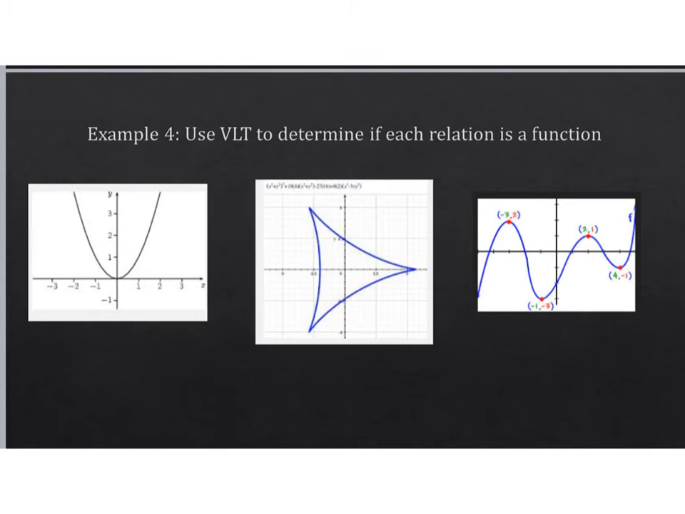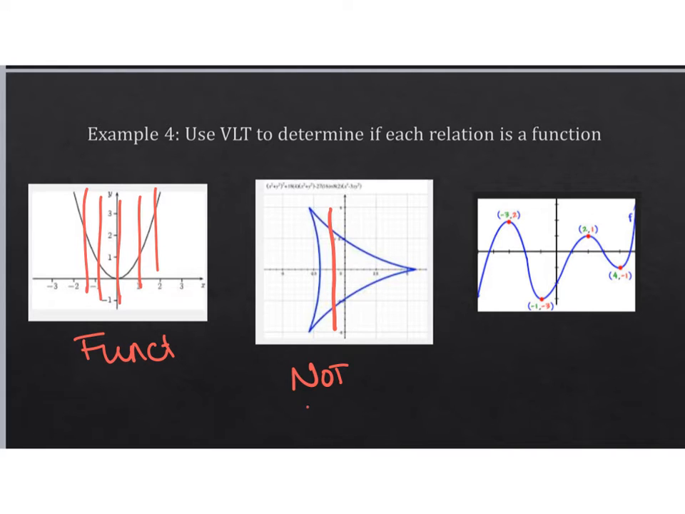For example 4, it says use the vertical line test to determine if each relation is a function. Notice wherever I draw a vertical line here, I do not hit my graph in more than one spot. So I would say that this graph is a function. Here, as soon as I draw a vertical line, I hit two different points on that graph. So this here is not a function.